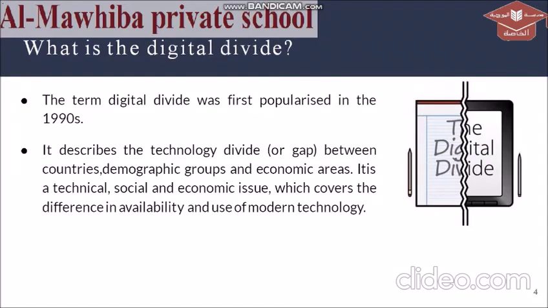It is a technical, social and economic issue. Technical means it involves technology. Then social, the society. There are a lot of aspects in terms of the society, like the population or the rich and poor regions. It covers the differences in availability and use of modern technology.